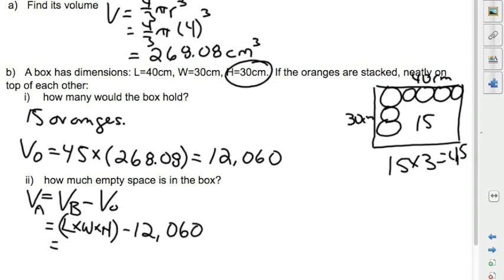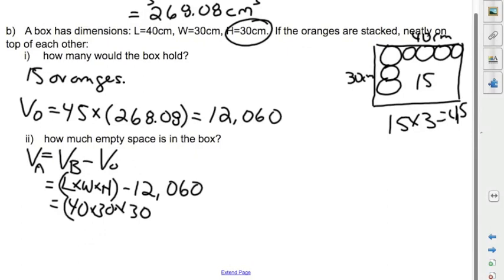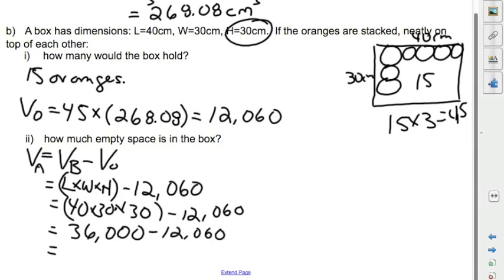So length is 40 times 30 times 30. You get 36,000 minus 12,060. When you have 36,000 you have to minus 12,060. And what do you get from that? 23,940. But that doesn't make sense because you can still fit another 12,000 in there.